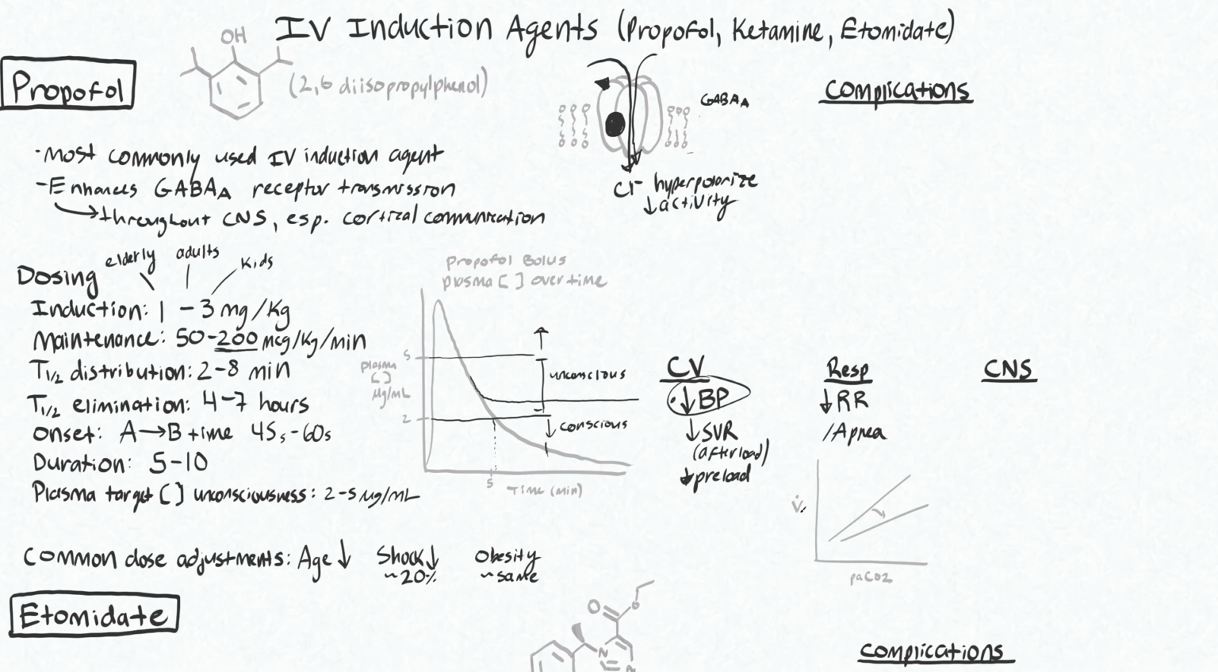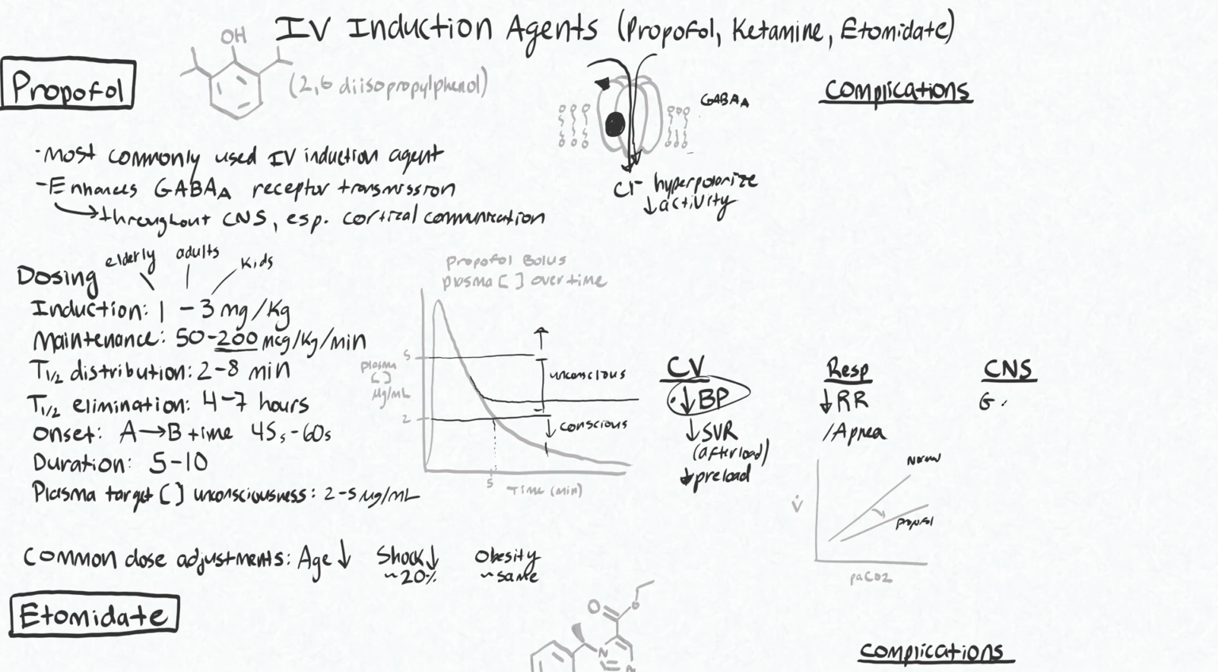If we are to graph your minute ventilation, so liters per minute of air in and out versus your arterial concentration of CO2, this is your normal curve, where if your pCO2 increases, so does your minute ventilation. After you've given propofol, you still have an increase in your minute ventilation for increases in your CO2, but it's not as steep. So there is less increase in your minute ventilation for every unit increase in your arterial CO2 concentration.